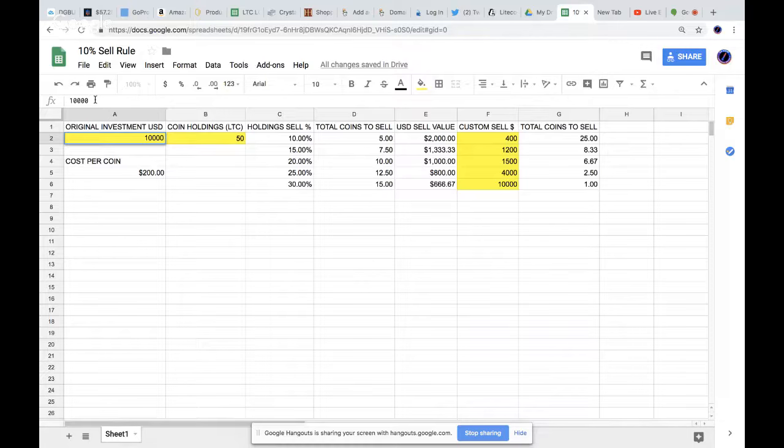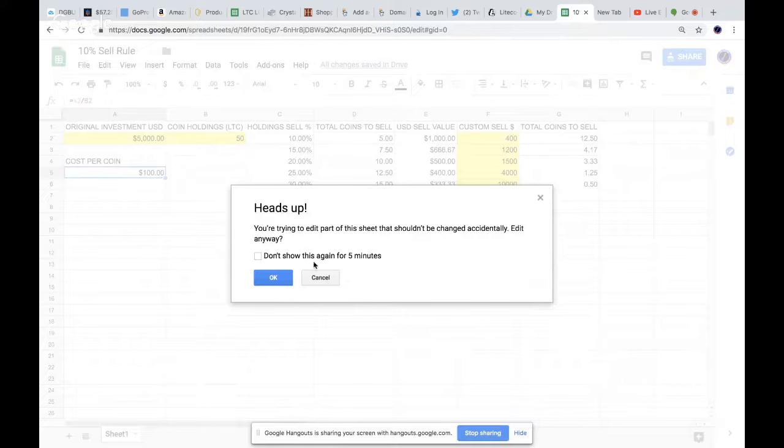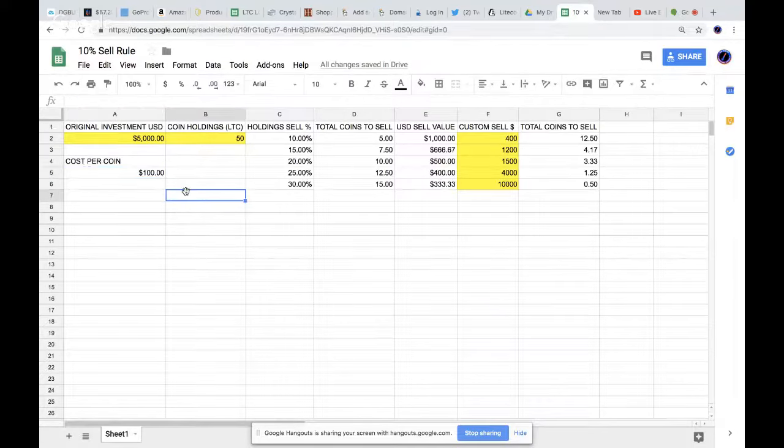You can just say you have $5,000 in there, right? And you can see as soon as I change this from 10,000 to 5,000, this cost per coin dropped to $100 because this number's still the same. So this already has the equation in it to figure out your cost per coin, your dollar cost average. If you accidentally make a change, it'll give you a warning. The only areas that you won't get that warning are these two areas here and these areas.